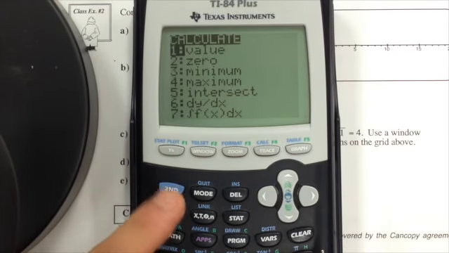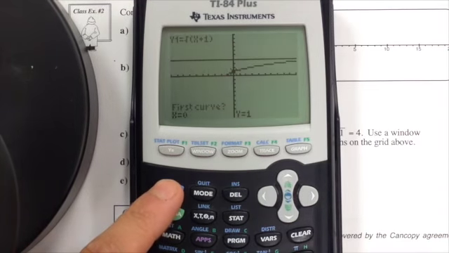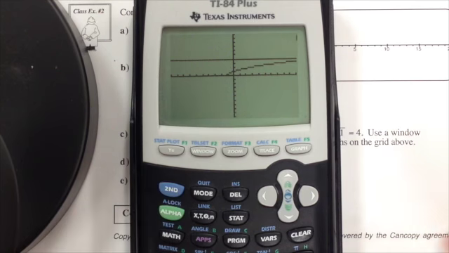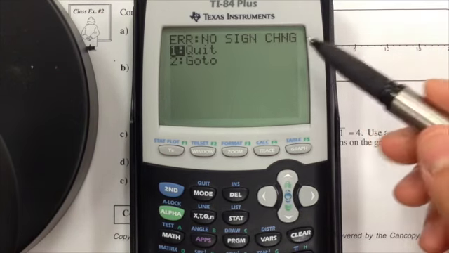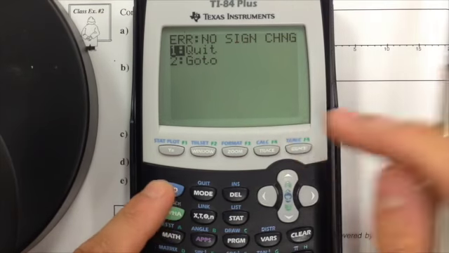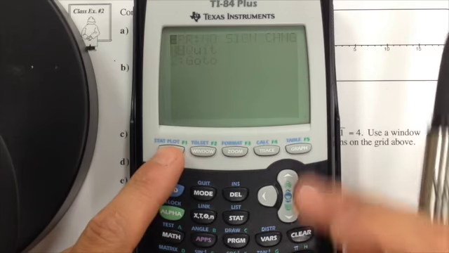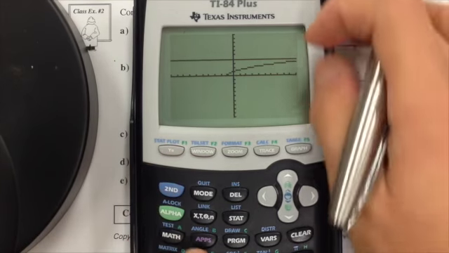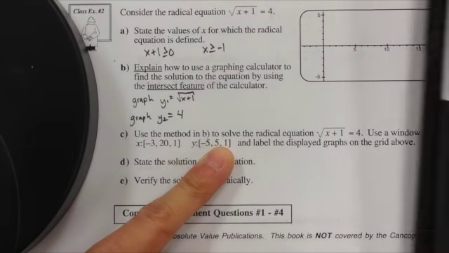second function trace is what I did. Second function trace, and then I'm going to choose this category here. Press enter and enter. It's not going to give me the answer because it says no sign change, and that's because my points are actually off my graph. Okay, and so I'm just going to clear that, go back to my graph, and I have to adjust my window settings. But here they actually give you the window settings.